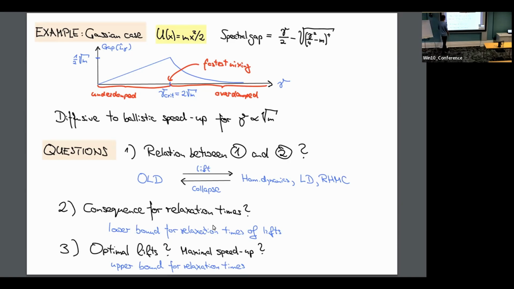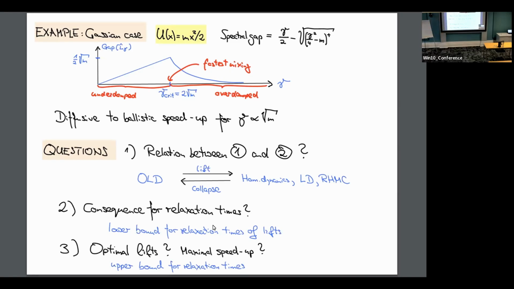And so we have two regimes, the underdamped and the overdamped regime, and the most rapid mixing occurs at the boundary between these two regimes. And the overdamped Langevin dynamics is what you get in a limit if gamma goes to infinity. So this is the classical reversible case. Okay, so that means we can get a diffusive to ballistic speed up also in these cases.